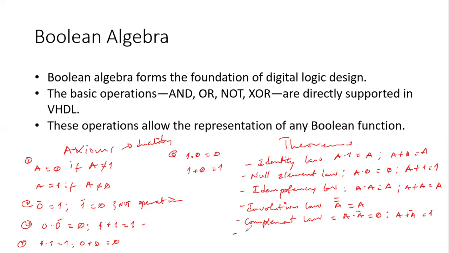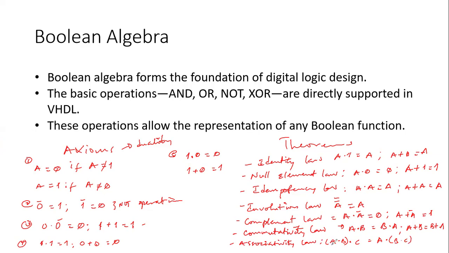Then we have the commutativity law, which says that A dot B is the same as B dot A. And by duality, A plus B is the same as B plus A. Then we also have the associativity law, which says A dot B, dot, because this is associativity, so that will still be dot, dot C will be the same as A dot B dot C. And by duality, A plus B plus C is the same as A plus B plus C. Okay? So I'll just wipe this.